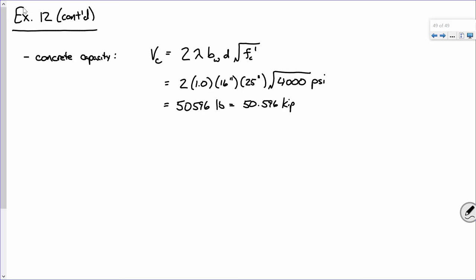Okay. Now, phi VC, what's phi? There we go. For shear, it's 0.75. And then that is, what, 37? Hey, fine, I won't put the sheet of paper up there. What is it? 37.